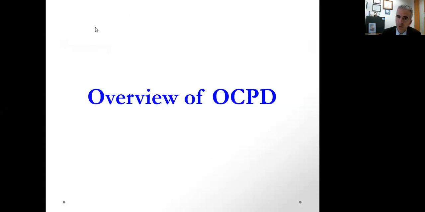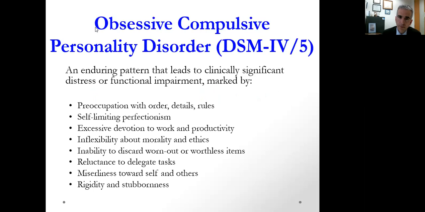All right, let's do an overview of OCPD. So OCPD is a personality condition, which means that these are going to be an enduring pattern of traits and behaviors that are going to be existing in a person's life for a period of years. And so some diagnostic manuals suggest that these should be present for at least 5 years. And not only are they enduring, they're also causing clinically significant distress as well as functional impairment, which we'll talk more about.